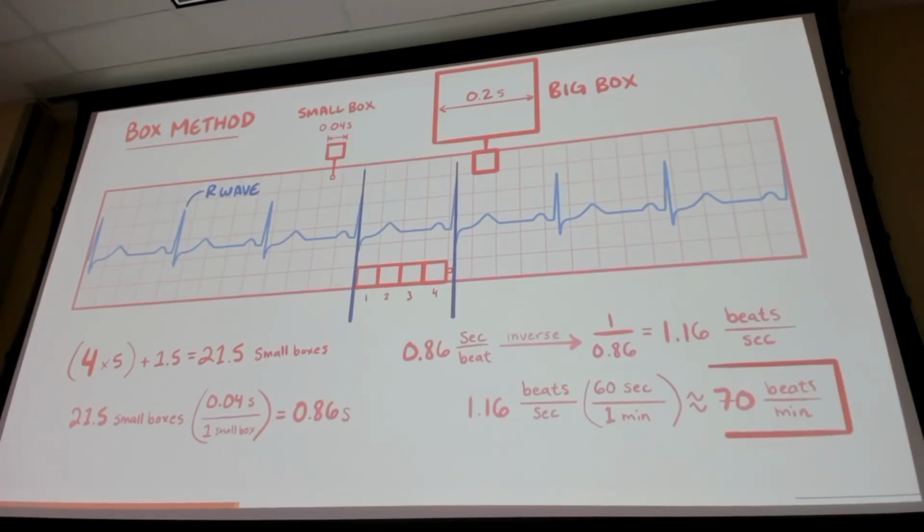But the easiest way is find your R to R. Hopefully you can find one that lines up to a big box or close to a big box, and then you just count it out, whether it's 300, 150, 100, 75, 60.